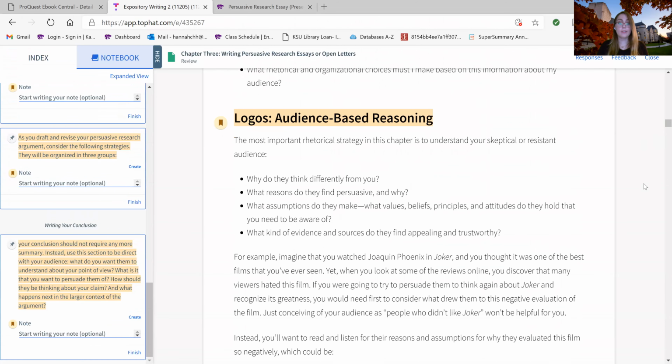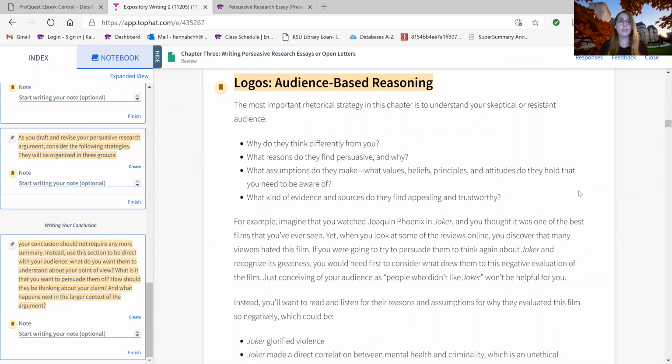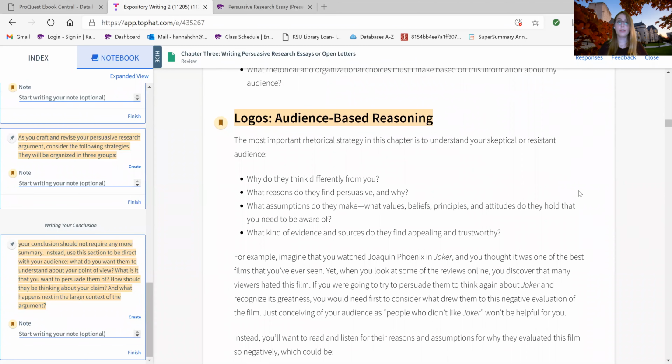Then logos, audience-based reasoning. You all also performed an activity related to this, and I covered this in one of our Unit 3 PowerPoints, which I highly suggest you review. As this is a persuasive research essay, correct? Most of your argumentation is based on your logos, your reasoning, and your use of your resources from your research. So logos and how you use it is important in this essay.